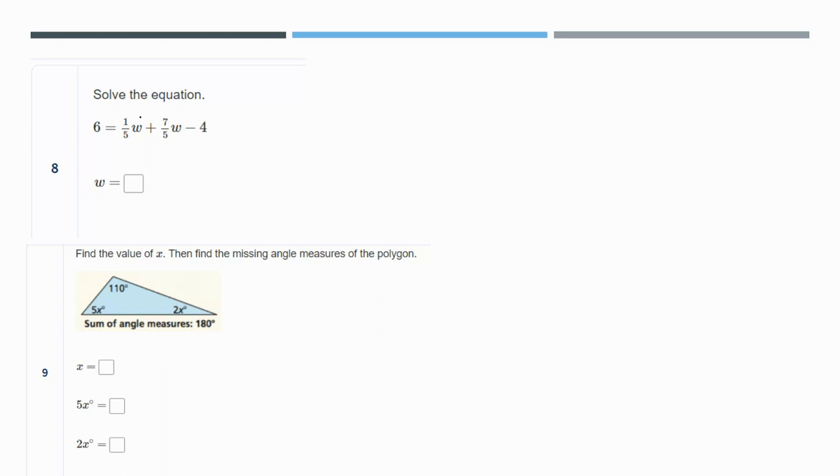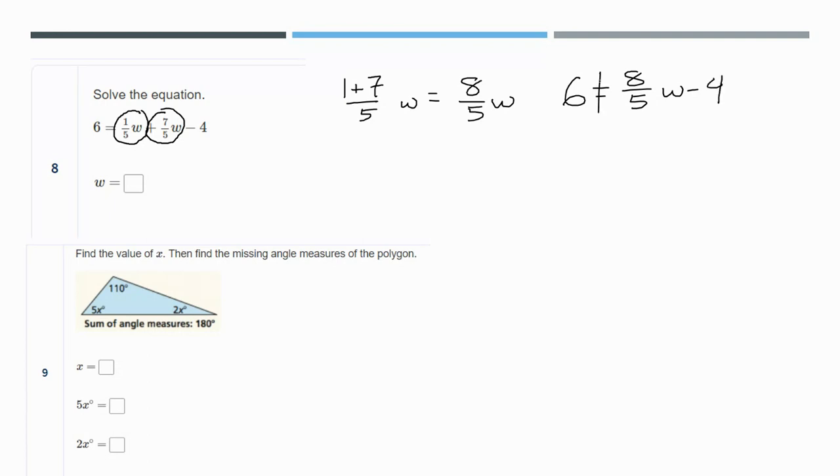Problem 8. We have two fractions and we can combine them like terms. They have the same denominator, so it's actually not too much work because remember, we can combine them by adding the numerator. So we would do 1 plus 7 over 5w. So we're going to combine those and get 8/5 w. Okay, so let me go ahead and write the rest of the problem. We have 6 equals 8/5 w minus 4, and we're going to start solving outside in. Add the 4 on both sides and get 10 equals 8/5 w.